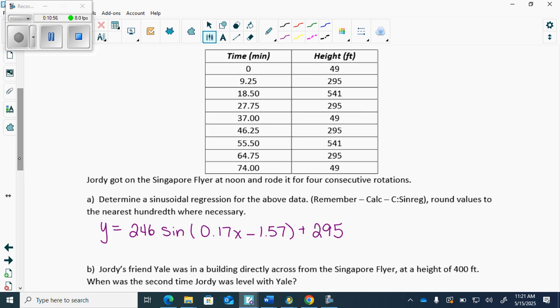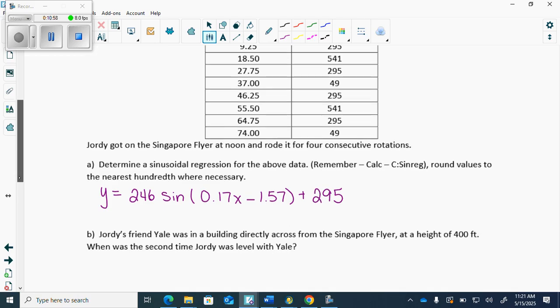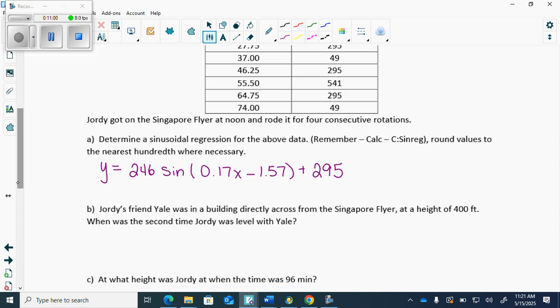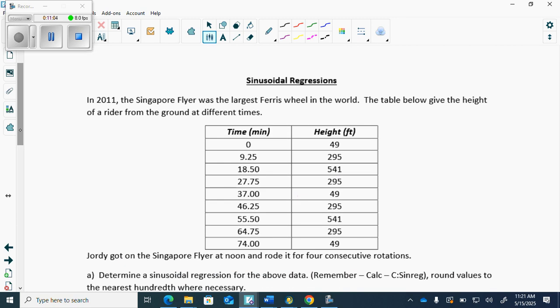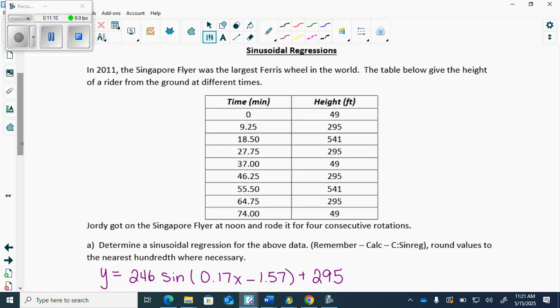Yeah? So here it says, Jordy's friend Yale was in a building directly across from the Singapore Flyer. Let's read the whole thing. In 2011, the Singapore Flyer is the largest Ferris wheel in the world. The table below gives the height of a rider from the ground at different times. This sounds horrific. 541 feet off. No, thank you. When did Mrs. Lepp get to a height of 540? Never. She did not get on.